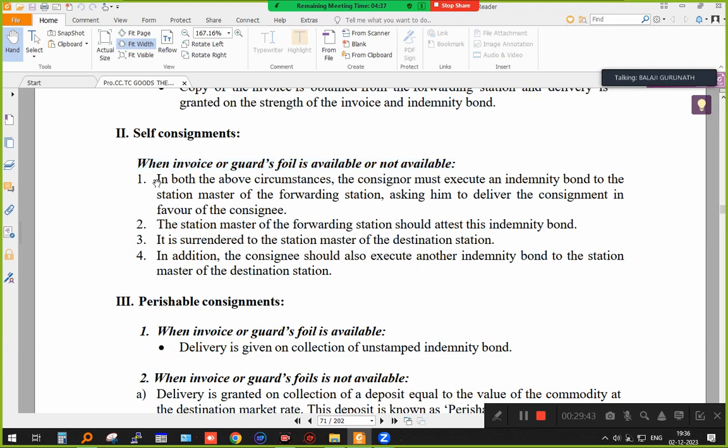In both the above circumstances, the consignor must execute an indemnity note to the station master of the forwarding station, asking him to deliver the consignment in favor of the consignee. Can you understand this statement? Please read this statement twice or thrice. Read it to yourself.